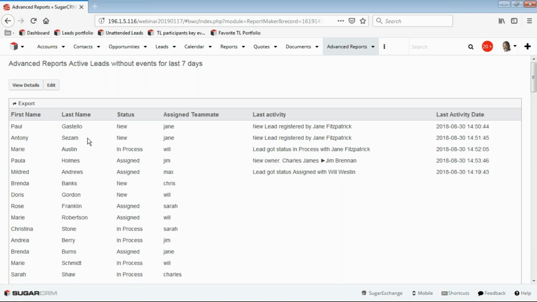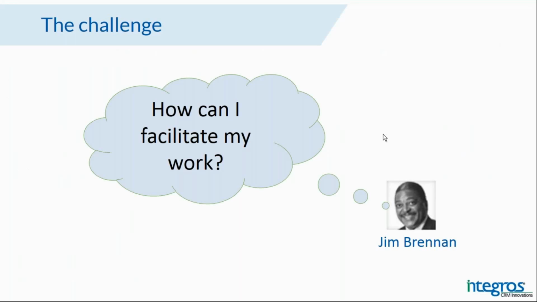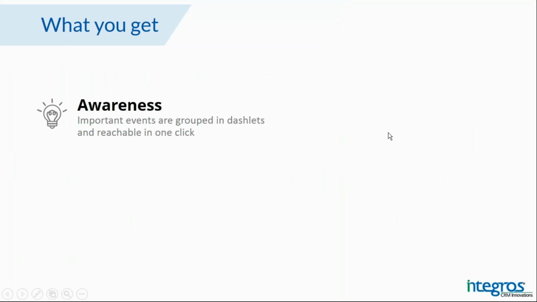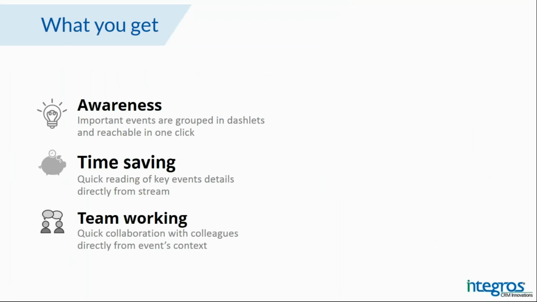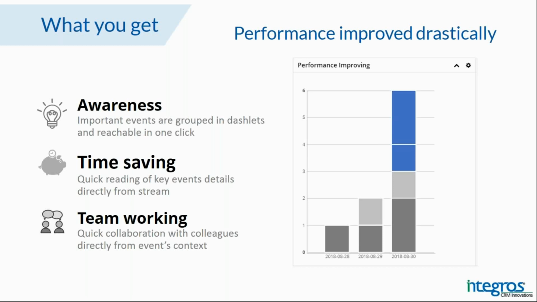So let's get back to the presentation. That is how to facilitate the work. What you get with such a solution is awareness. The important events are grouped in the dashlets and reachable in a click. You get time saving, because you can quickly read the key events from the dashlets, from the stream of the key events. And you get the team working because of the quick collaboration. You can reach your teammates directly from the same interface. So we get the performance improvement.